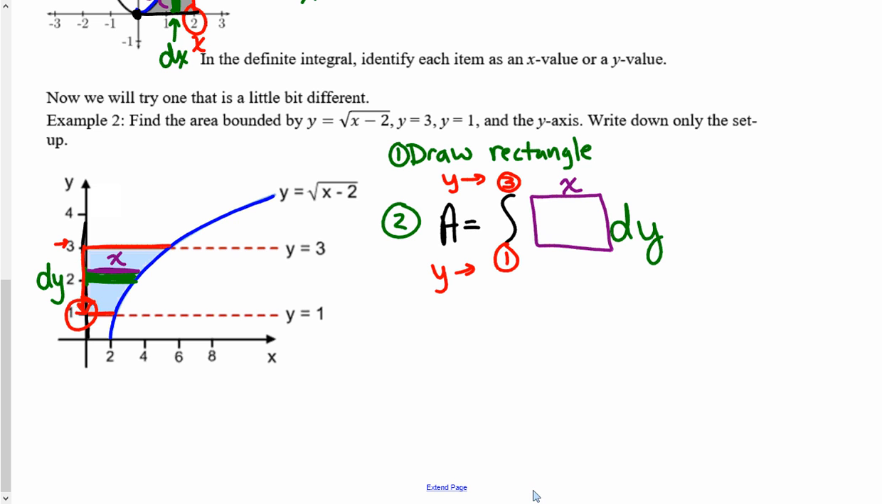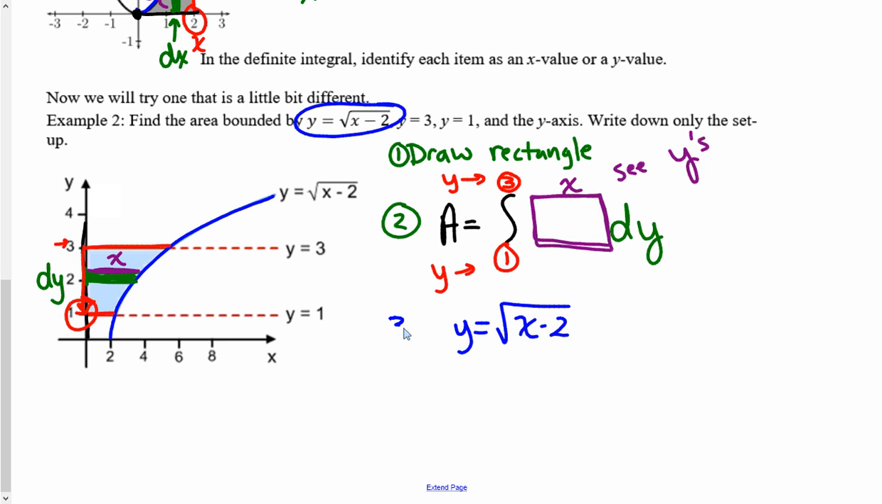Now, when I plug into my x, this is to be an x value. I should see what variable? I should see y's, which means I can't just jump in and plug that in right now because I don't know what x is. So I'm going to start with what I have, which is y equals the square root of x minus 2. This is my third step. I need to actually solve for x.